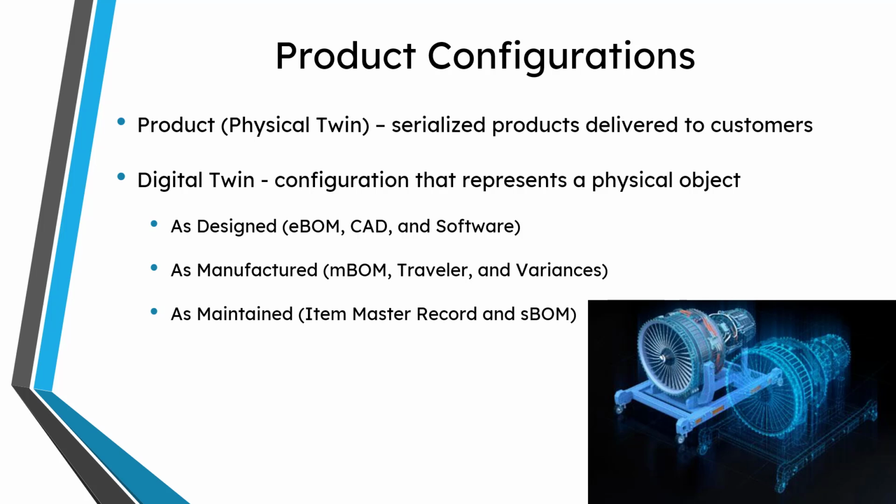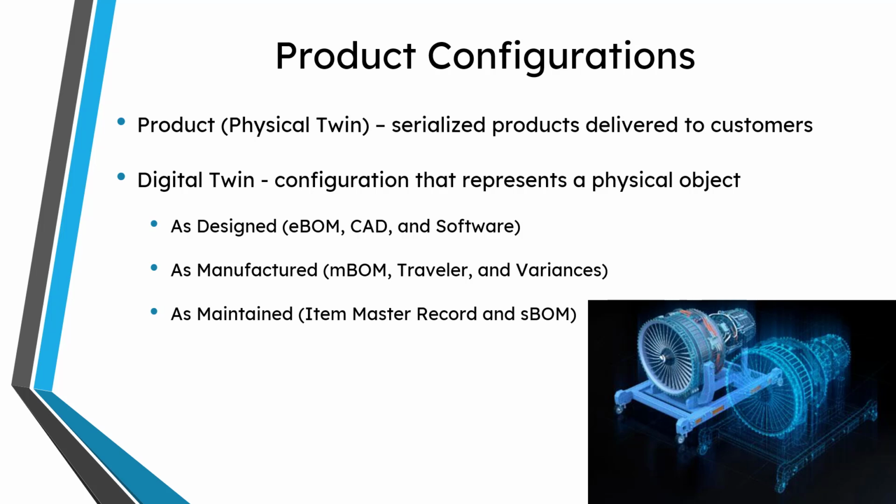The as-defined configuration comes out of engineering. It can be represented by the engineering bill of materials, CAD models, and software. The as-manufactured configuration is what's actually produced. This can be defined by the manufacturing BOM, work traveler, and the bane of CM, variances. Those are deviations and waivers which explain how the delivered product differs from the approved engineering definition.